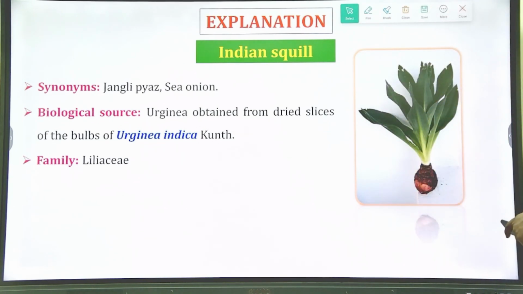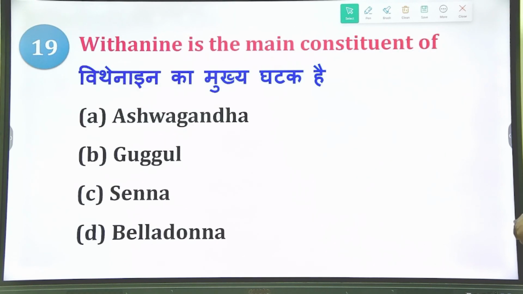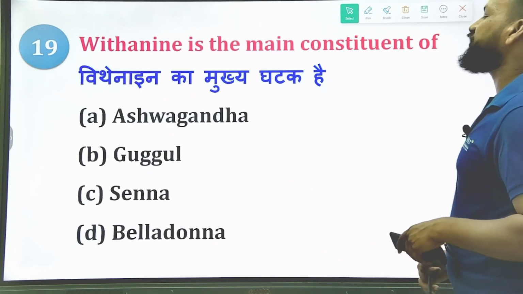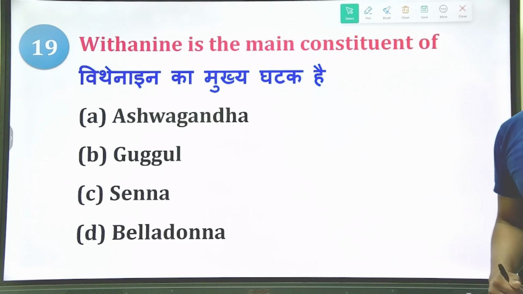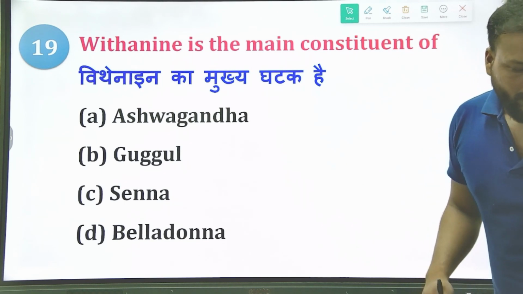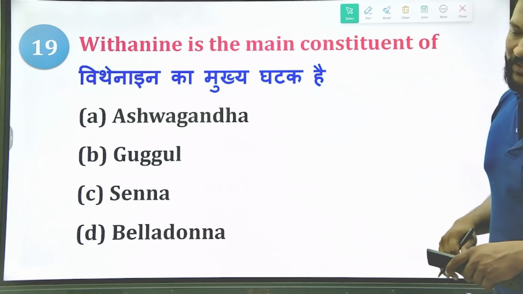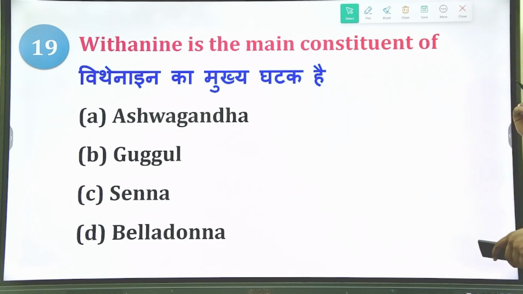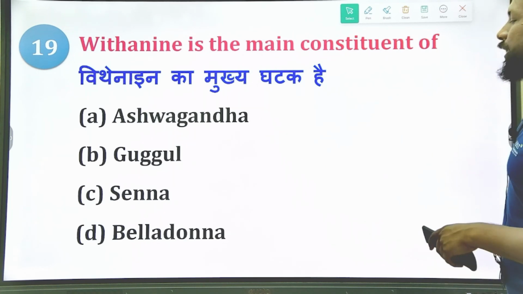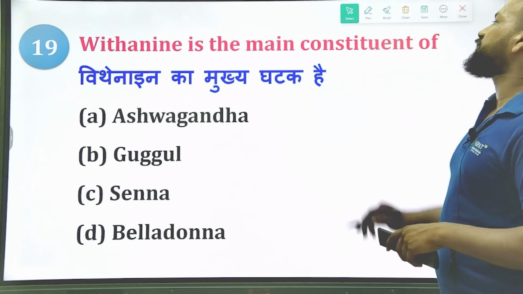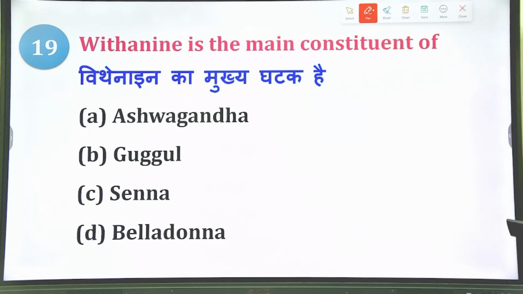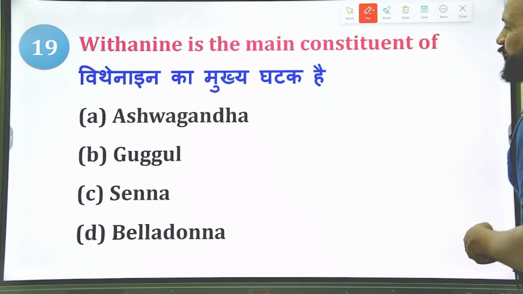Let's move to the next question. Withanine is the main constituent of Withania somnifera. What is the source of Withania somnifera? Option A, ashwagandha, B, guggul, C, senna, and D, belladonna. So what is the right answer? Withania somnifera is a source of option A, ashwagandha.